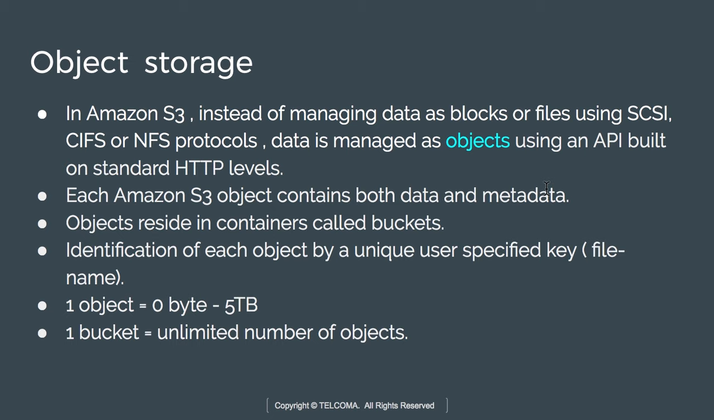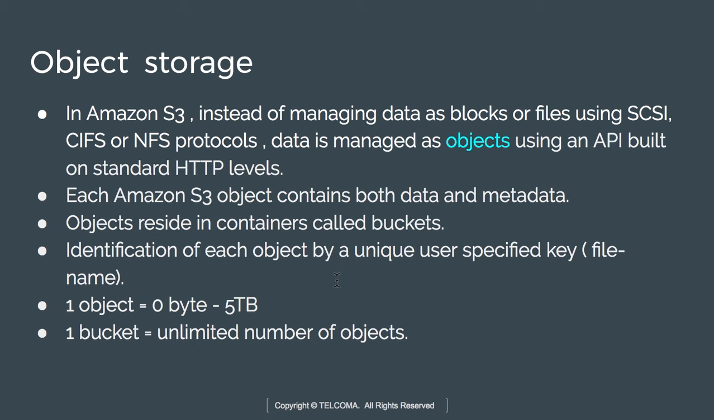So where are the objects stored? Objects reside in containers, and those containers are known as buckets. One object can be from 0 bytes to 5 TB, and one bucket can hold an unlimited number of objects. Now, how do we identify an object? Each and every object is identified by a unique user-specified key. We call it the file name.